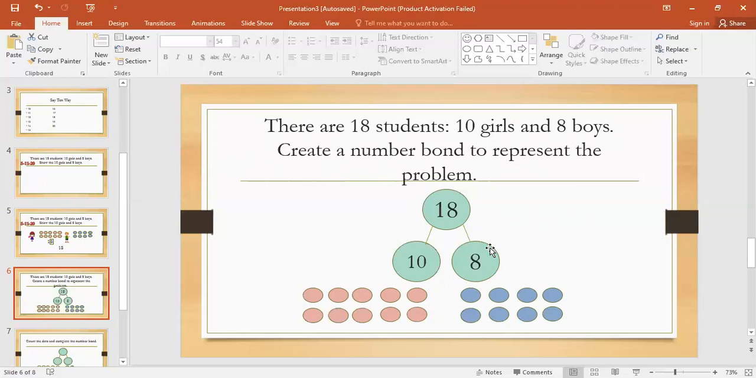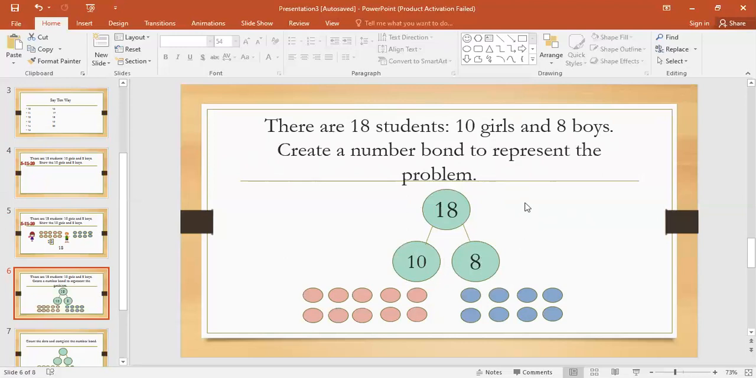Remember, teen numbers are numbers 11 through 19. Great job. Okay, so I have 18 students. So if I know 18 is my total, I know that 18 will go in the circle all by itself. We broke apart 18 into what two parts? 10 and 8. Great job. Can you say 18 in the say 10 way for me? 10, 8. And I see that right here, 10, 8.